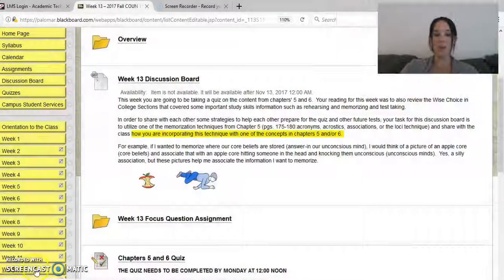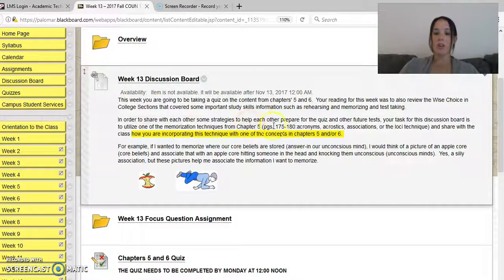So your task for this week is to think of an example of one of those techniques, either acrostics, acronyms, or the loci technique, and use that technique to create an example of how to study it for a concept from our chapter 5 or 6. Because again, your quiz is on chapter 5 and 6, and I want you to start thinking about how you can use these techniques in order to memorize some of the concepts from the chapters. And hopefully this will help you in some of your other classes as well.